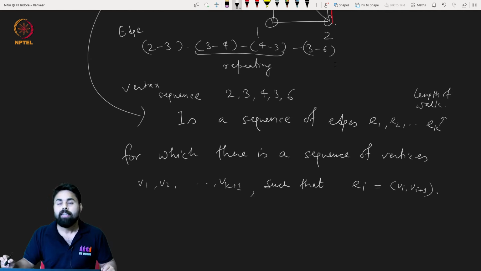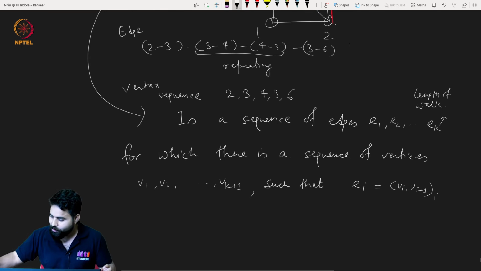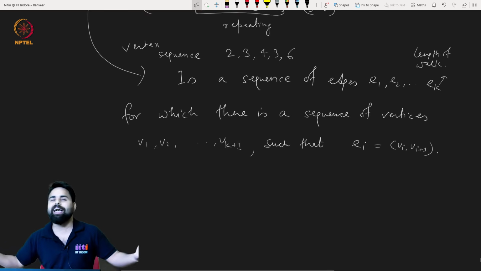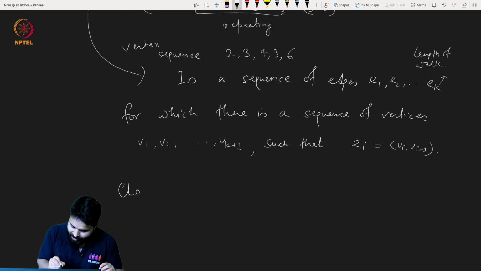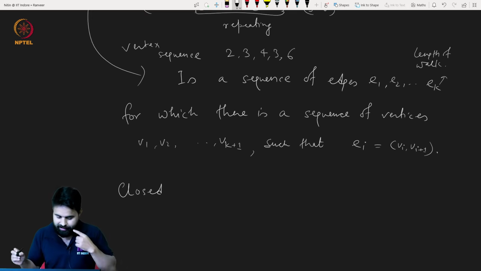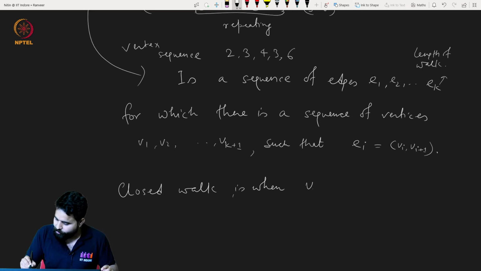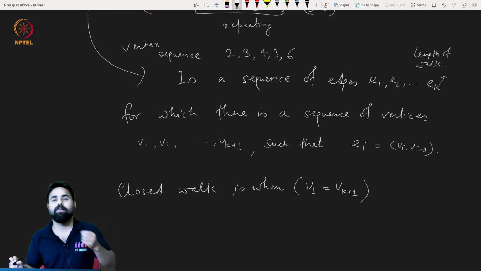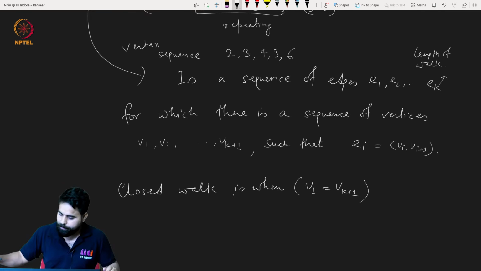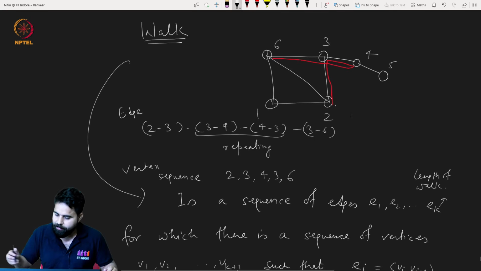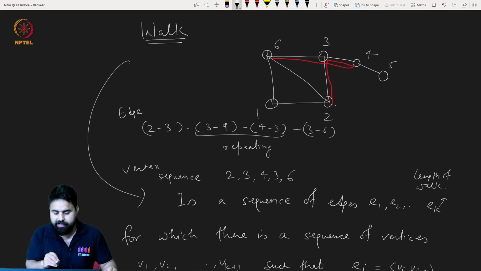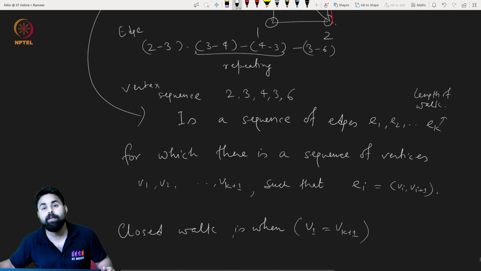Now there are some special walks. These we call closed walks. A closed walk is a walk when the first vertex and the last vertex are the same, that is, V1 equals Vk plus 1. It is a very nice concept, and we will be utilizing it very heavily. For example, if this guy has come from 6 and then back to 2, then the starting and ending point is 2, so this will become a closed walk.